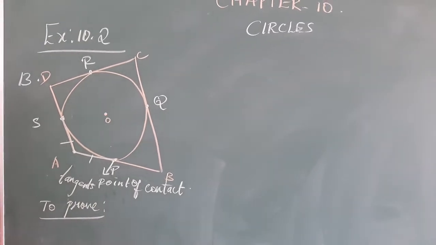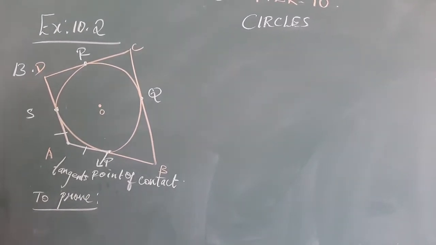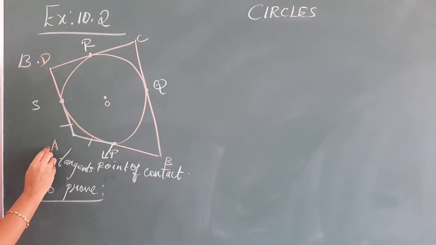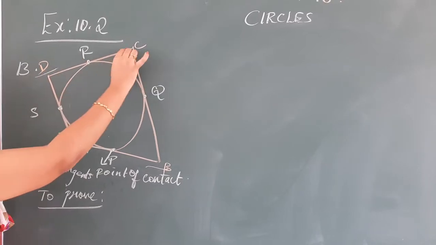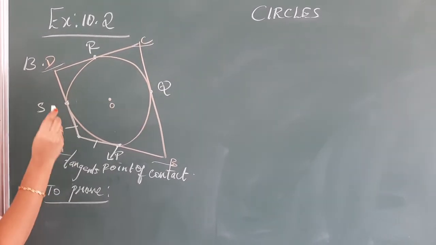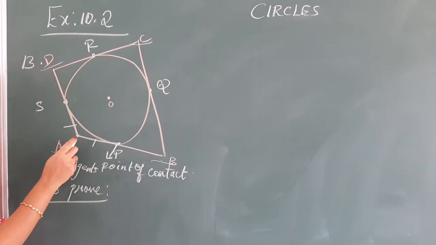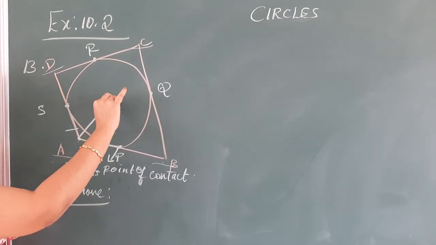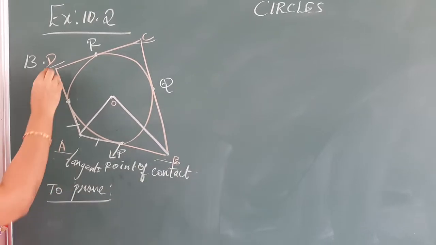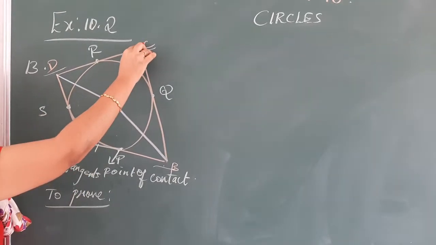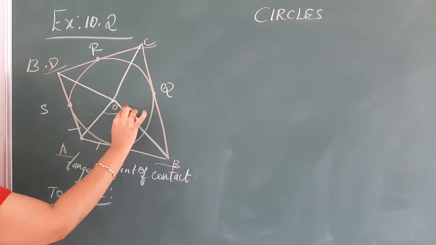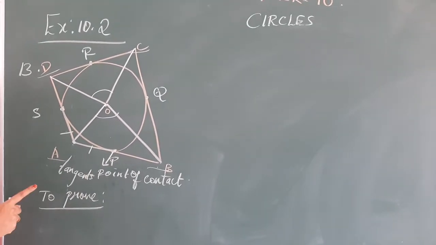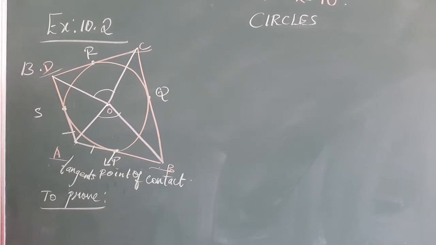that the angle subtended by opposite sides of a quadrilateral. Let us select the first pair of opposite sides, AB and CD, right? The angle subtended by these two opposite sides at the center. So I am doing a construction here: join AO and BO, join DO and CO. So this angle and this angle are supplementary to each other. Angle AOB is supplementary to angle DOC.